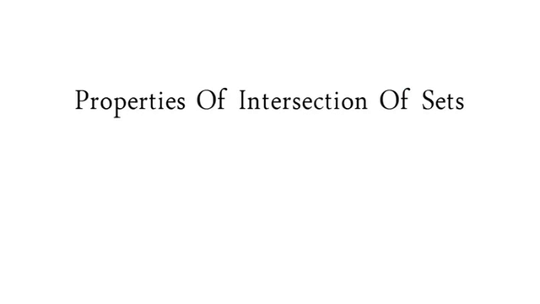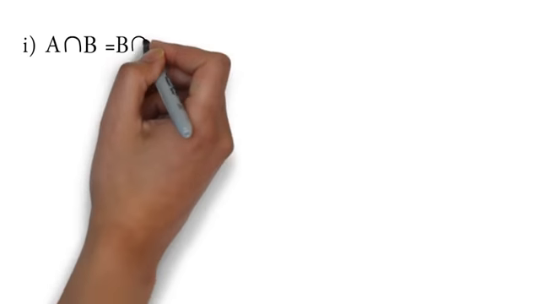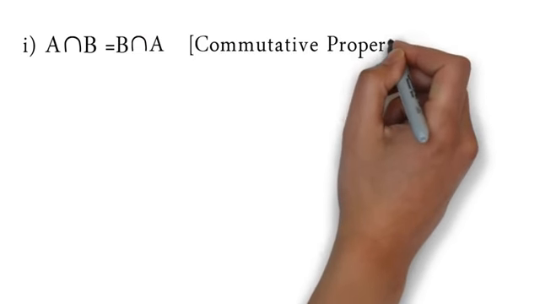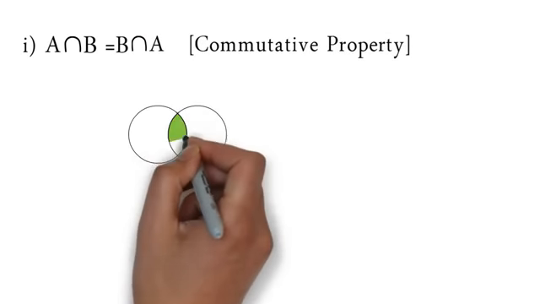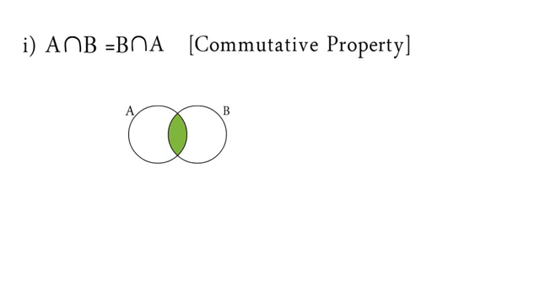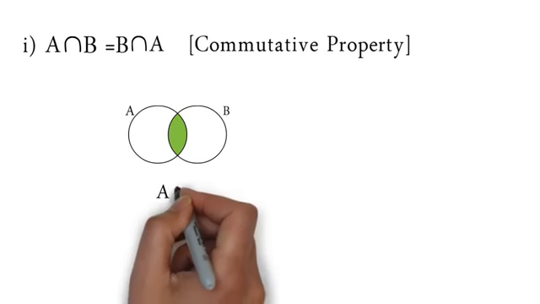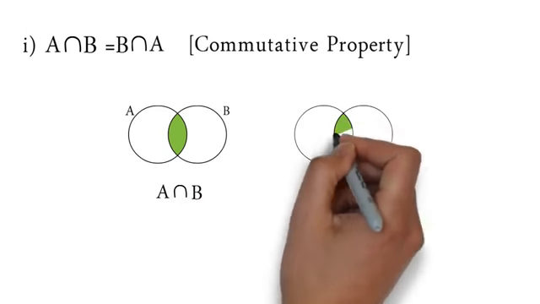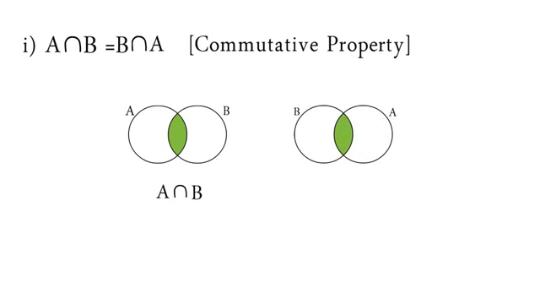Properties of sets. A intersection B is equal to B intersection A. This is commutative property. Here, the shaded part is A intersection B and here the shaded part is B intersection A. We can see both are equal.